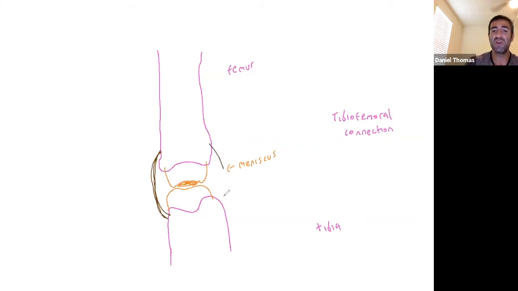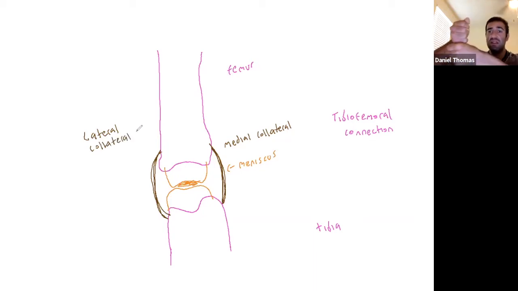Well, anyways, we're going to draw what's called the collateral ligaments. These are outside the actual knee joint. So this one's going to be the medial collateral ligament. Medial collateral. I'm not going to put down ligament. You got the idea behind that. Collateral. So what do these do? This is the knee joint.